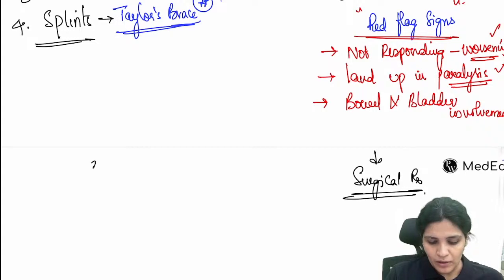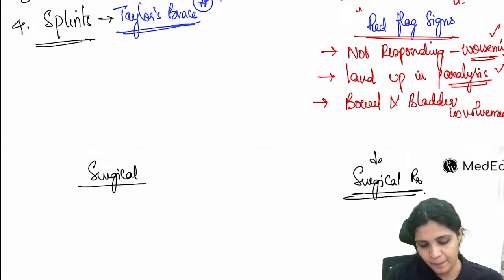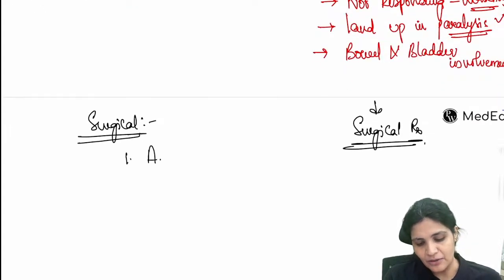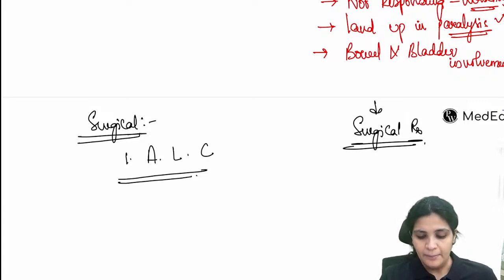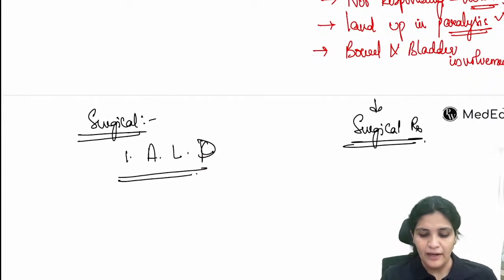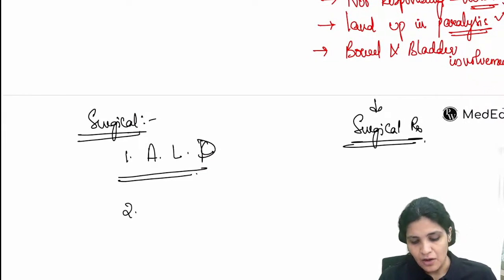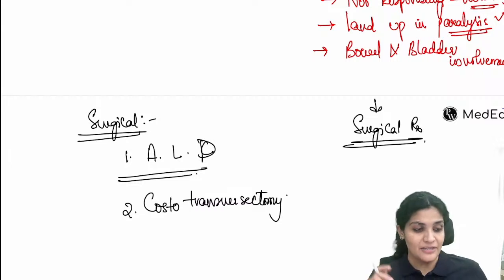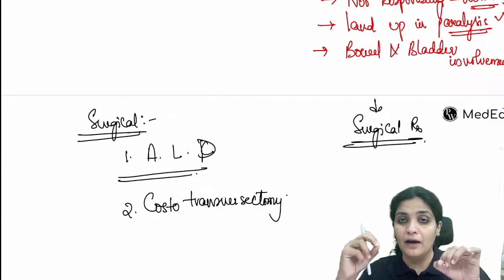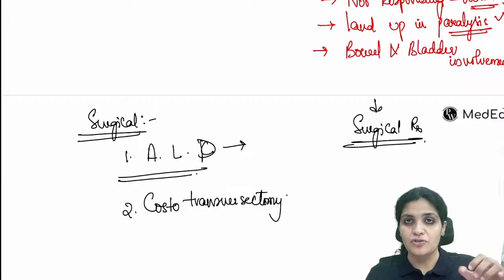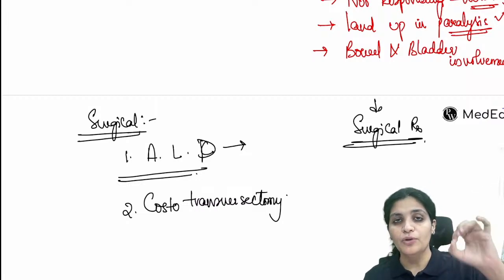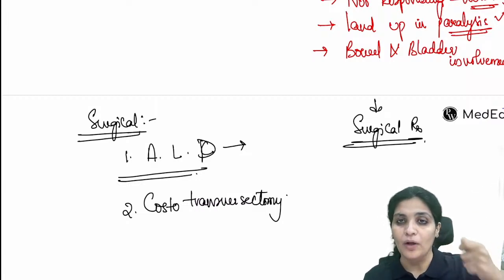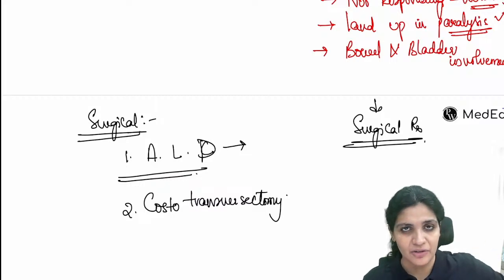Now what are the various surgical procedures we have? The most common one is anterolateral decompression, ALD, or you can go for costotransversectomy. So what is anterolateral decompression? This is mainly because of the pus which is tracking down, right? So what you do is open up the spine and then remove all the pus. That is nothing but your decompression.